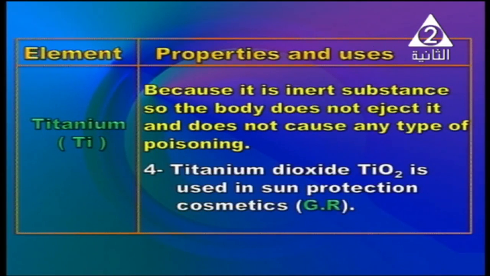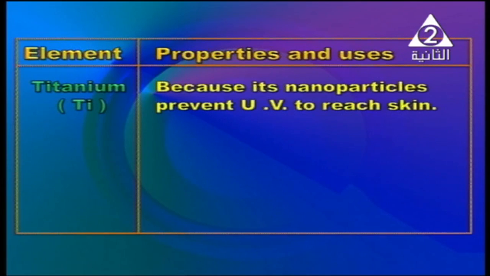Another property is that titanium dioxide, TiO2, or we can say titanium(IV) oxide, as the valency of titanium here is 4, is used in some sun protection cosmetics, and we have to give the reason for this point. Because its nanoparticles prevent ultraviolet rays from reaching the skin.